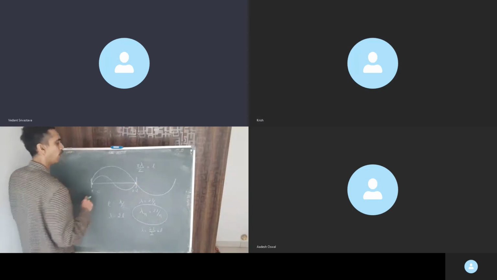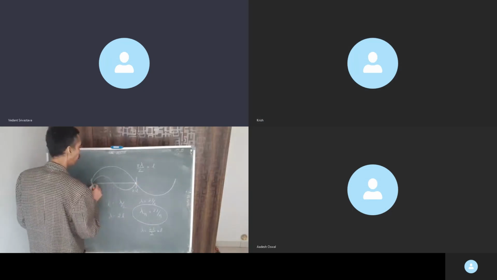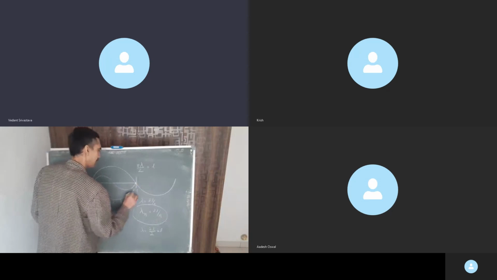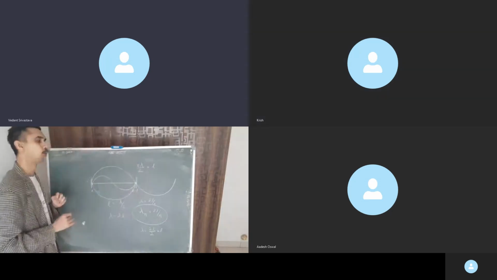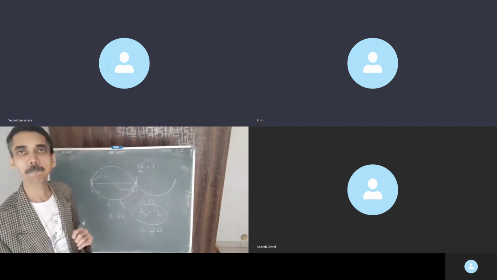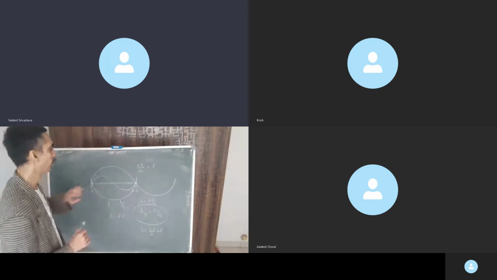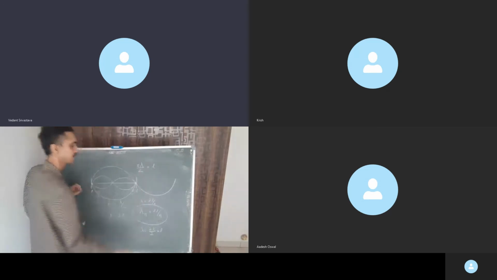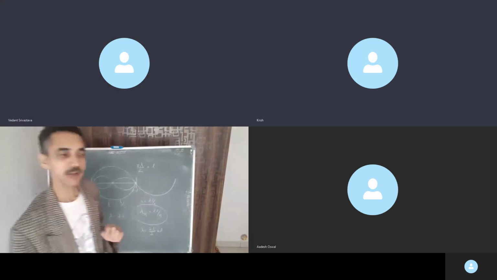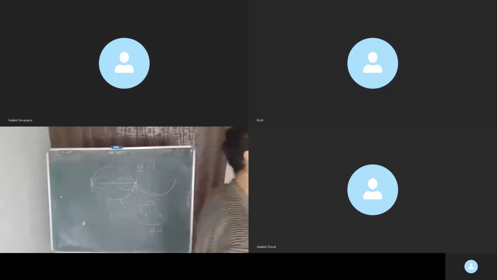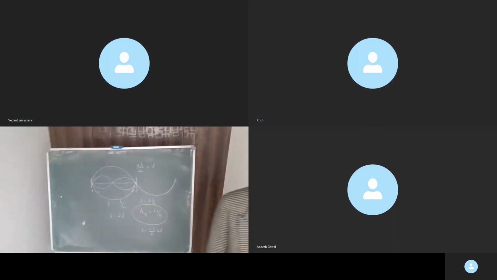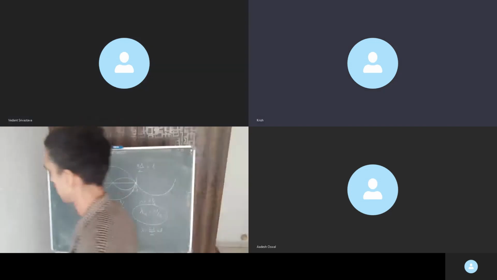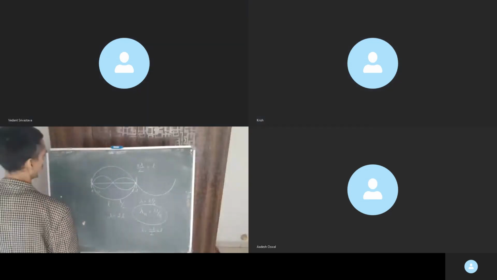So for now, can we say that if n is equal to 1, we get 1 loop. If n is equal to 2, we get 2 loops. If n equal to 3, we get 3 loops, so on and so forth. Correct? Okay, so that is what we are getting.